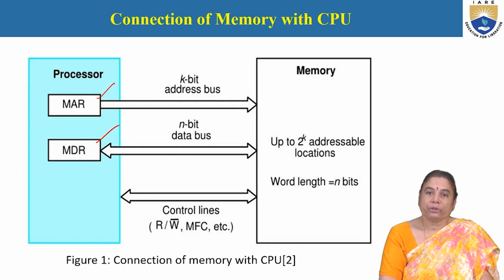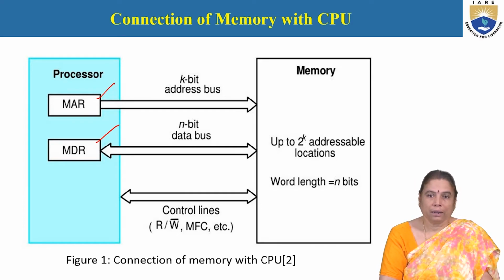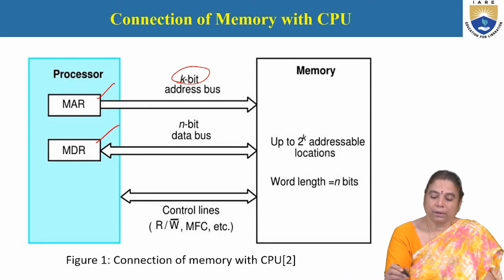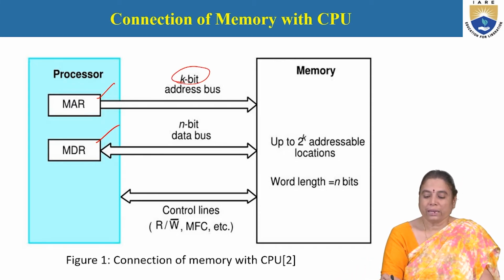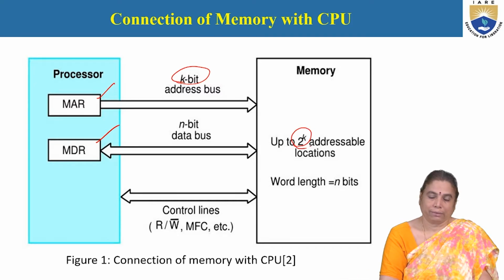And how can the storage capacity of memory be defined? It is based on the address bus and data bus lines. The system bus is a combination of three buses: the address bus, data bus, and the control bus. How many lines are there? If there are k bits of address lines, the storage capacity of the memory is 2 power k locations.